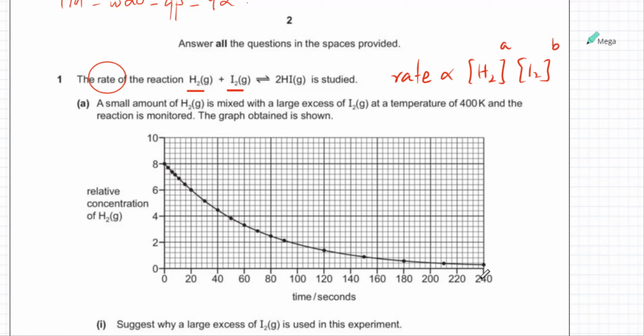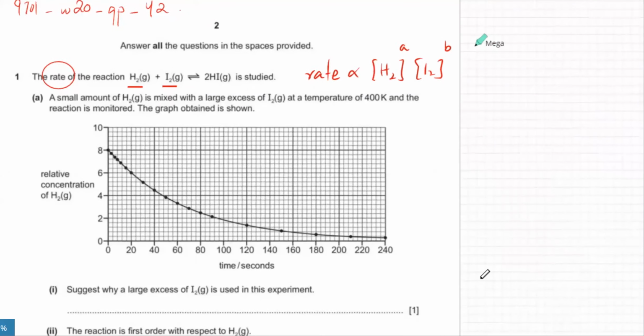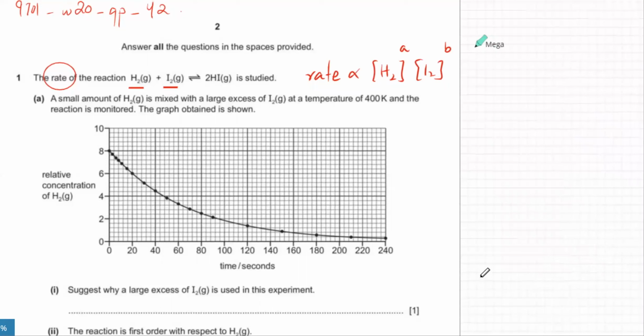So remember, there are three orders: 0, 1, and 2. Rate depends on the concentration of your reactants. You just don't know how it depends on that. If you have a zero order reaction, like if A is equal to 0, that means the rate of the reaction is not dependent on the concentration of H2. Because if it has a power of 0, no matter what the concentration of H2 is, the rate would be constant. Anything to the power 0 is 1. So the value of the rate is not going to change.